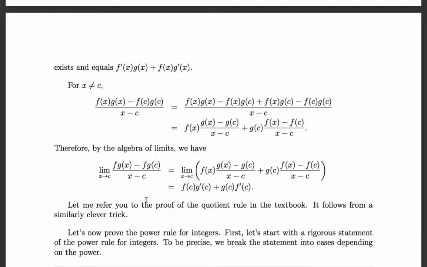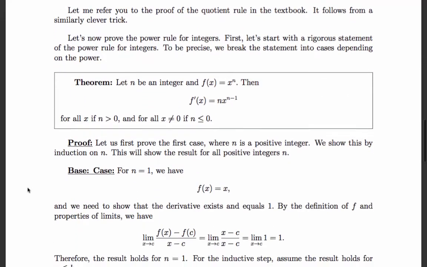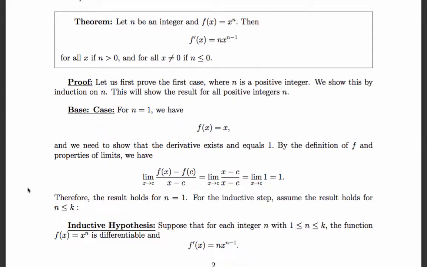Now, another important derivative rule is the power rule. What's the derivative of x to the n? So let n be an integer, and let f of x equal x to the n. Then f prime of x equals n times x to the n minus 1. And that's true for all x if n is a positive integer specifically, and it's true for all x except 0 if n is 0 or negative.